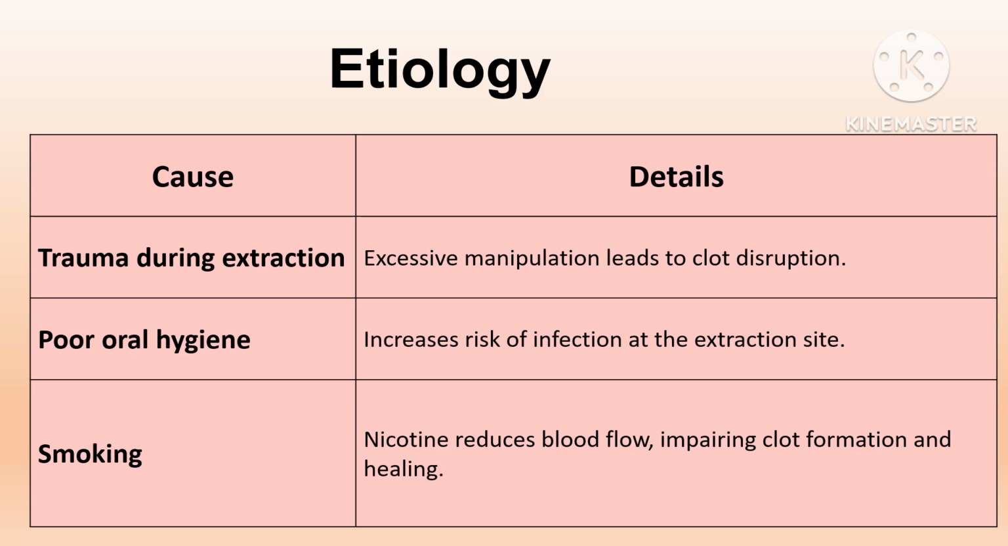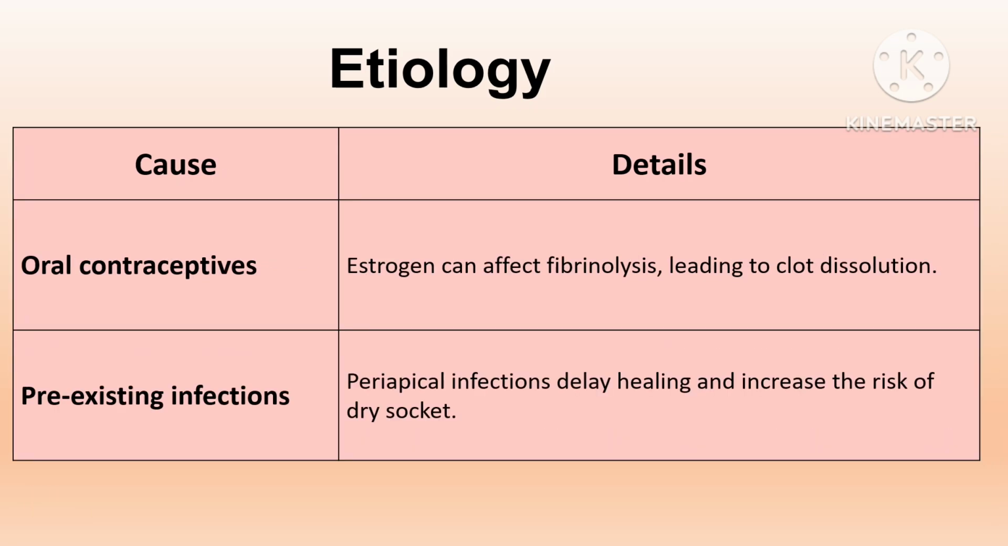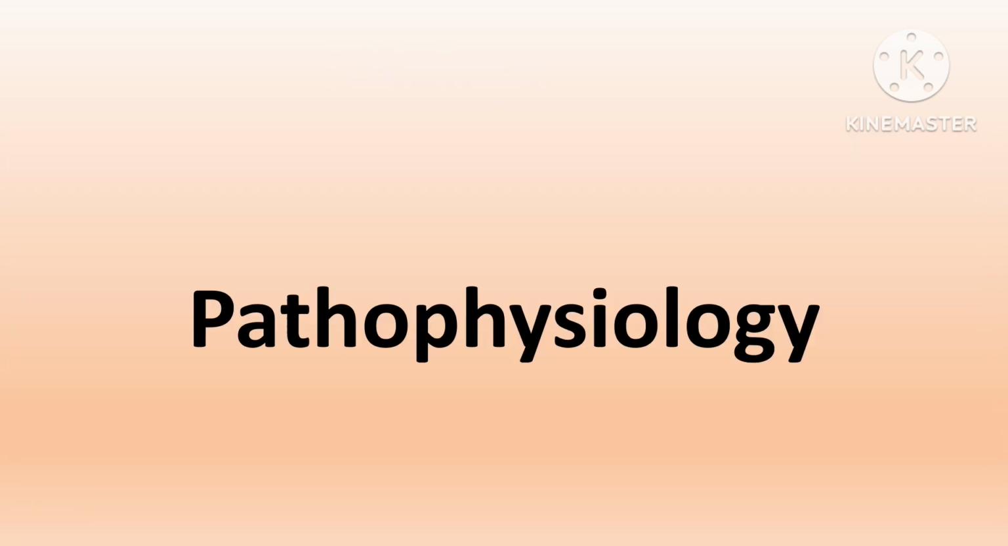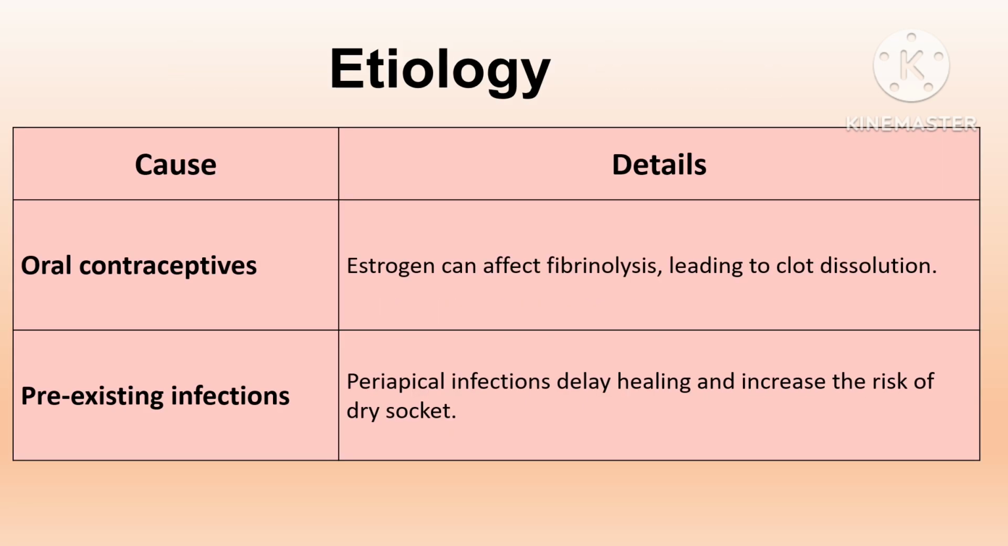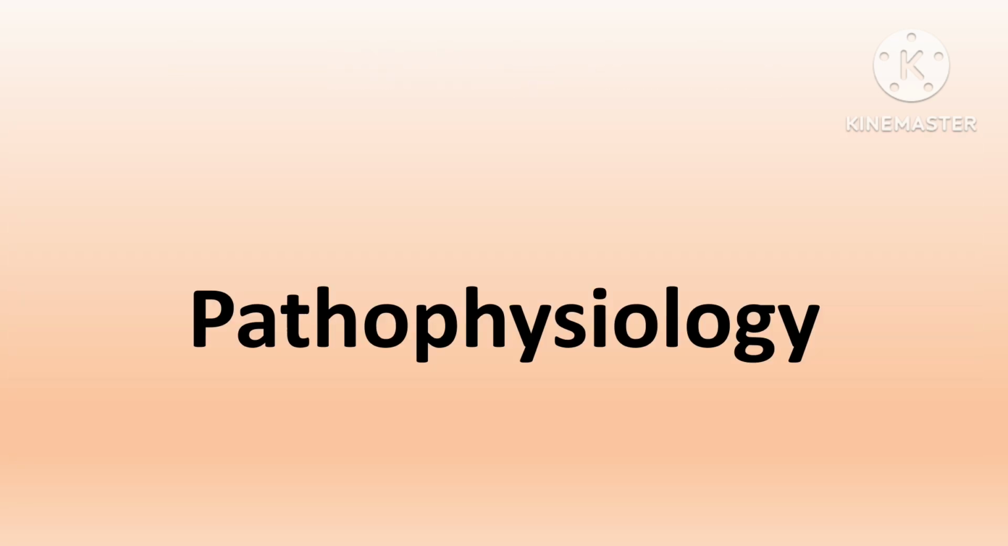The chemicals in the tobacco reduce the blood flow to the area of extraction when the patient smokes and interfere with the clot formation. Use of straws or spitting creates a suction, and this suction created when drinking through a straw or spitting can dislodge the clot. Apart from this, women on oral contraceptives or during their menstrual cycle may have a higher risk due to hormonal effects on healing.